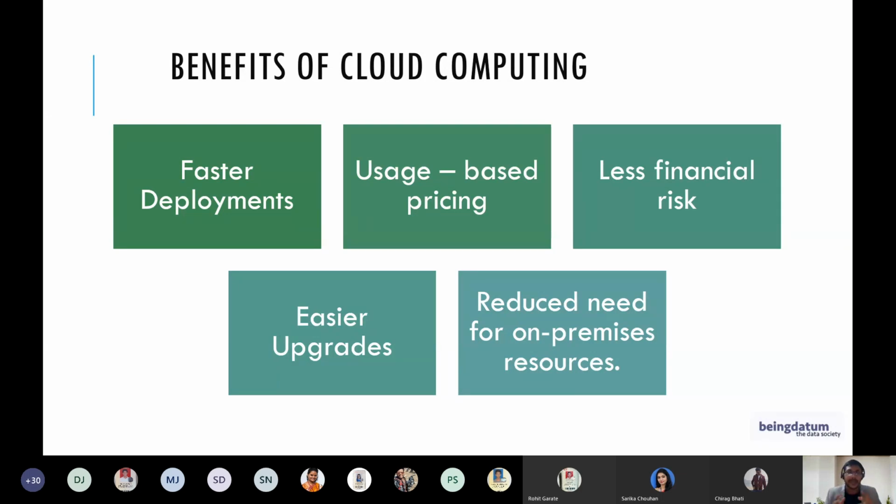Yeah, sorry. For on-premise resources, you need a space where you can build up and place your servers. You need physical servers, you need power equipment, you need all those things. Whereas for the cloud, you really don't need it. It is the vendor who has to take care of it, not you. Your job is to go and use their service and pay for that service.